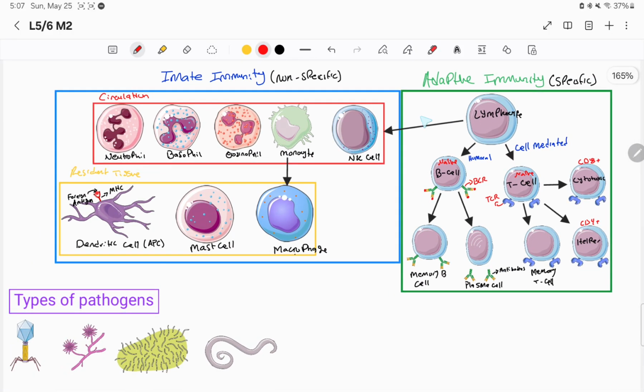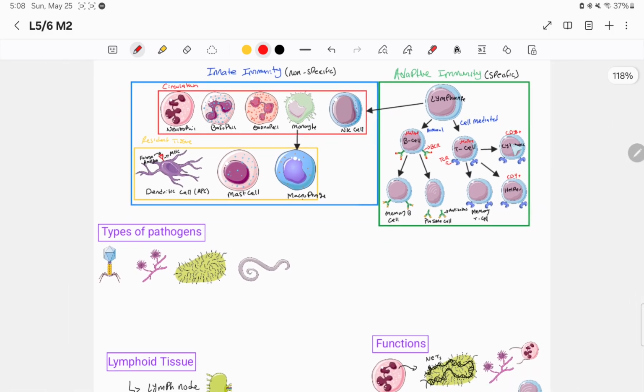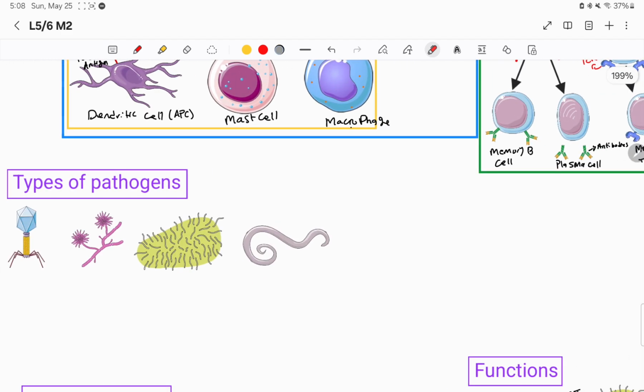So this is just a basic intro into the adaptive immune cells and the innate immune cells, but you can already see that the adaptive system is so much more specific. And we'll talk about that a bit more. Now, before we dive into the functions of all of these guys and what they do, let's quickly talk about the types of pathogens that we have to kill and encounter.